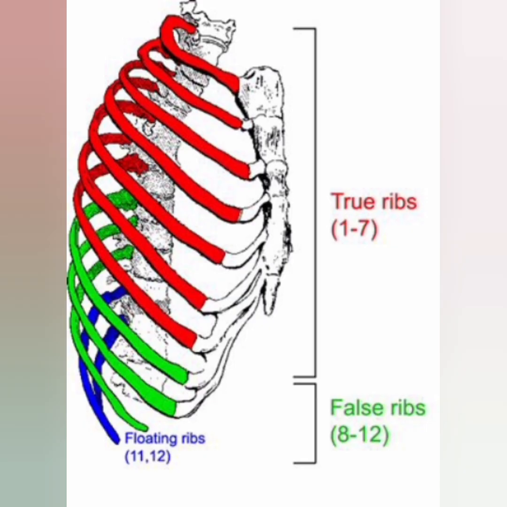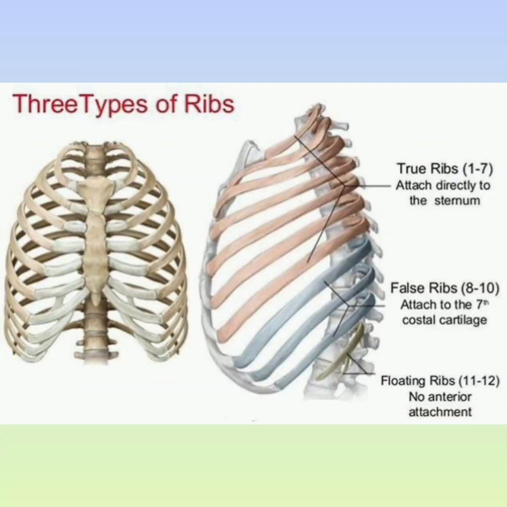Let us discuss the vertebro-sternal ribs first. Dorsally they are attached to the thoracic vertebrae, and ventrally they are attached to the sternum. That's why they are true ribs. These 7 pairs of ribs are directly attached to the sternum. A cartilage helps with the attachment, which is the costal cartilage, and it is a type of hyaline cartilage.